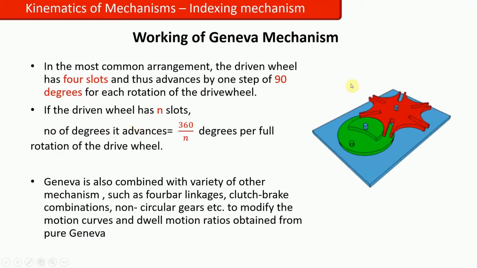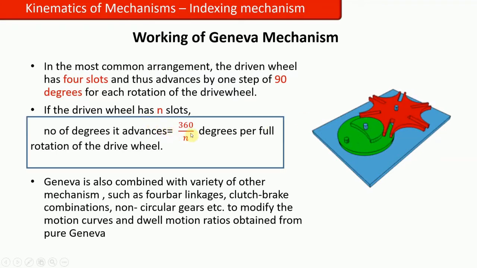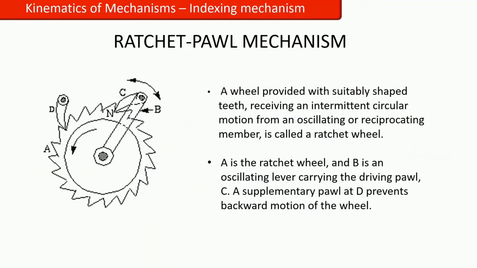So let us know the working of Geneva mechanism. Here you can see a 6-slotted Geneva mechanism. On seeing the picture itself, we can say that the number of slots decides the number of degrees the driven wheel rotates for one rotation of the drive wheel. So if the driven wheel has n slots, 360 by n degrees will be advanced for a full rotation of the drive wheel.